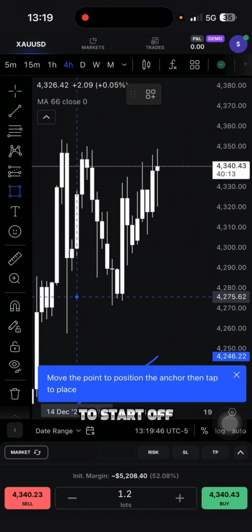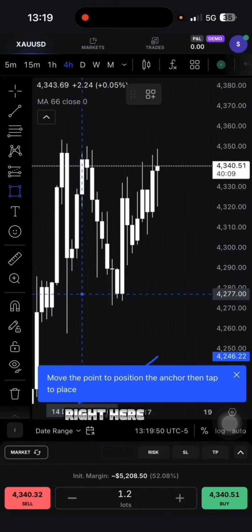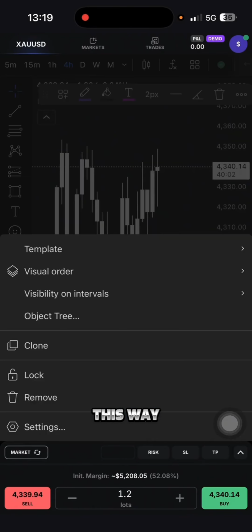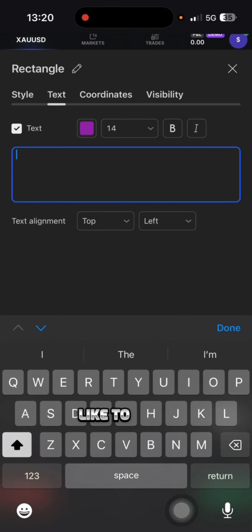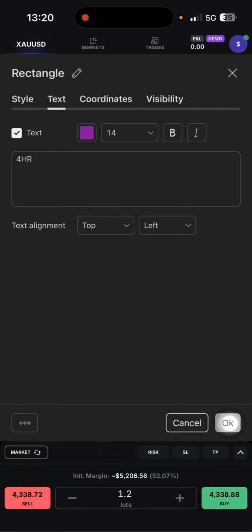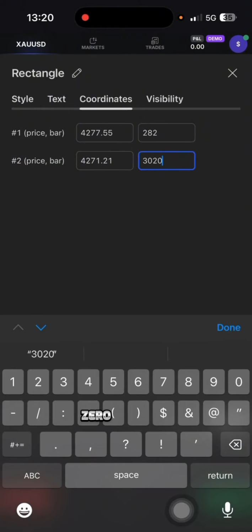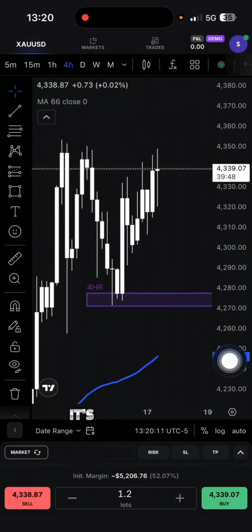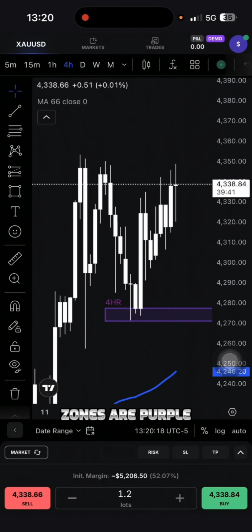I like to start off by marking from the body to right here, this wick. I like to mark it out, label it 4 hour, and add a zero to make it go out all the way. And I like to color coordinate. It's already purple, so my 4 hour zones are usually purple.